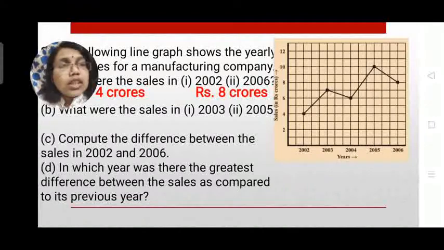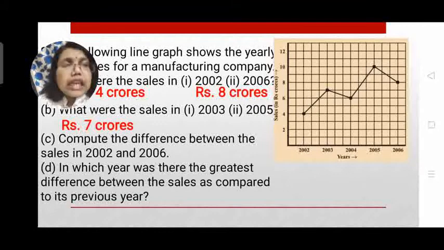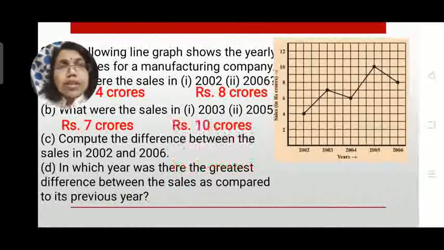What were the sales in 2003? In 2003, we could see the point lies exactly between 6 and 8. That is why we could say it is rupees 7 crores. And at 2005 we could see the point at 10 on the y-axis, therefore rupees 10 crores.